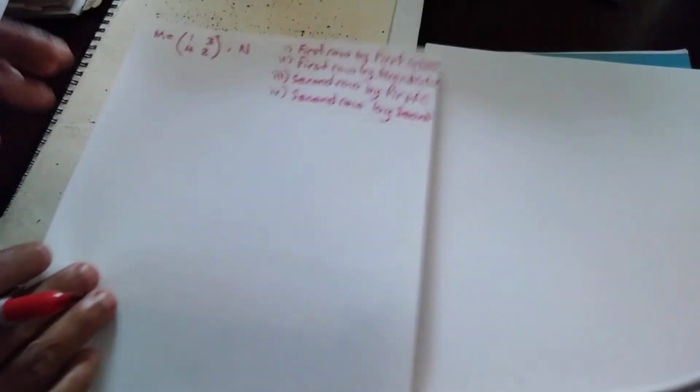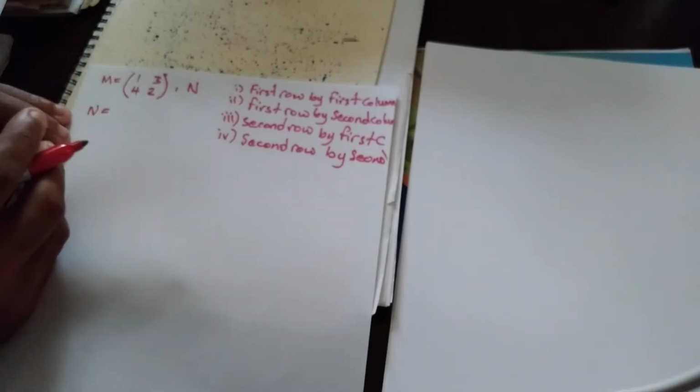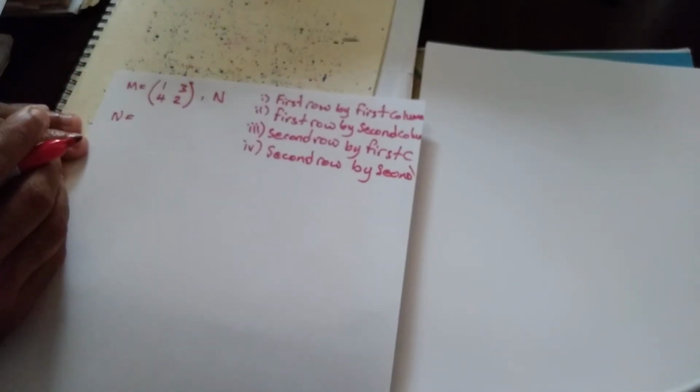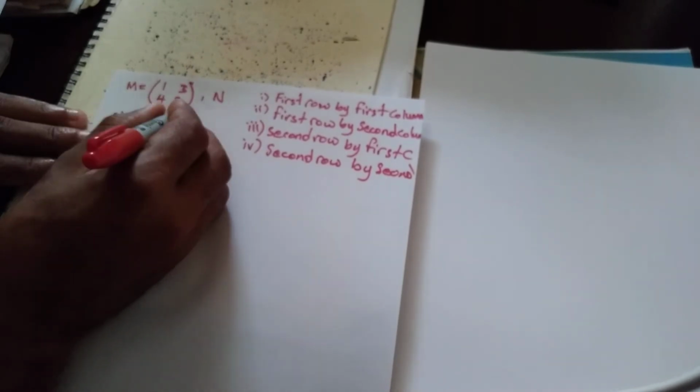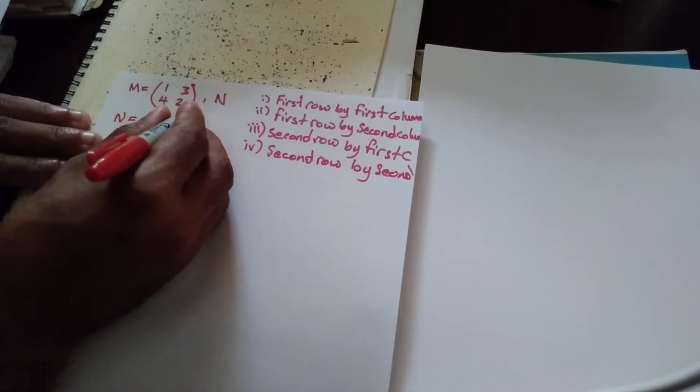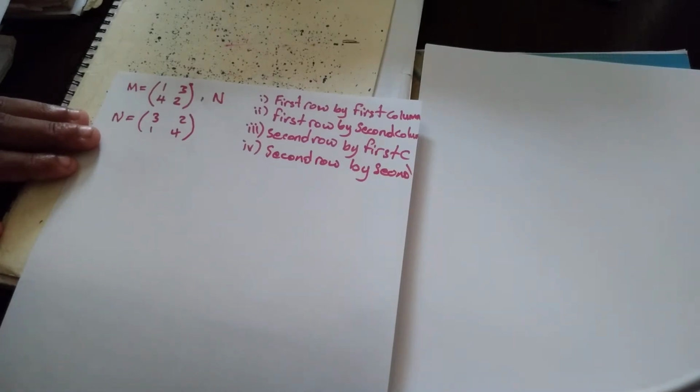So let's go back to M and N. So remember, you can always re-watch the video. All right, so let's look at matrix N. So I'm going to put N here. Matrix N is, let's call it 3, 2, 1, 4 for matrix N.